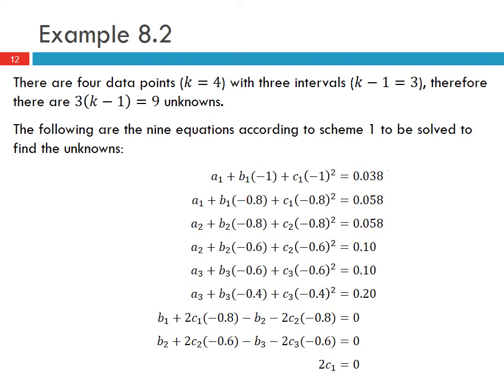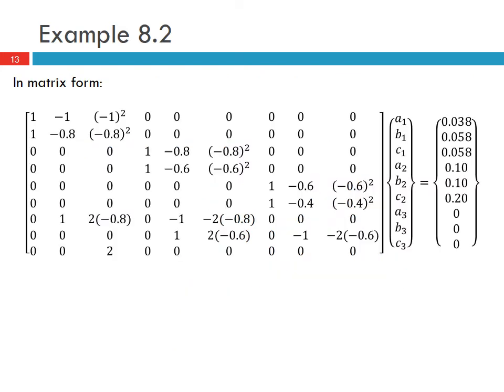So again, these ones come from the continuity equations. These come from the first derivative, and this comes from the second derivative at the starting point. This can be written in matrix form as a matrix of constant coefficients multiplied by our unknown coefficients is equal to a constant. So it's a linear system of equations.